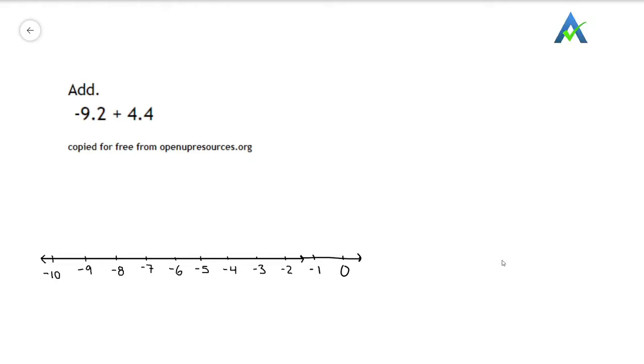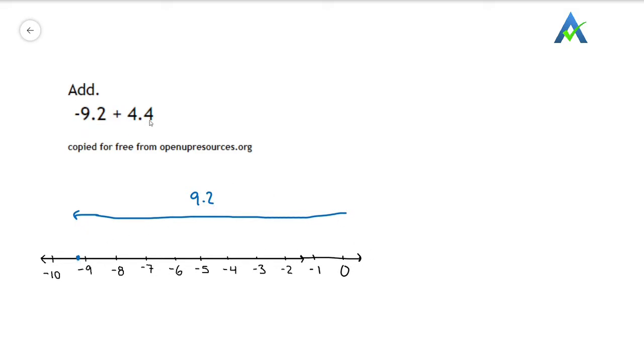This problem wants us to add negative 9.2 plus 4.4. So let's visualize this on a number line to start. Negative 9.2 would be around here. So we know that the distance from 0 to negative 9.2, this arrow right here, is going to have a length of 9.2 because it's 9.2 units away from 0.